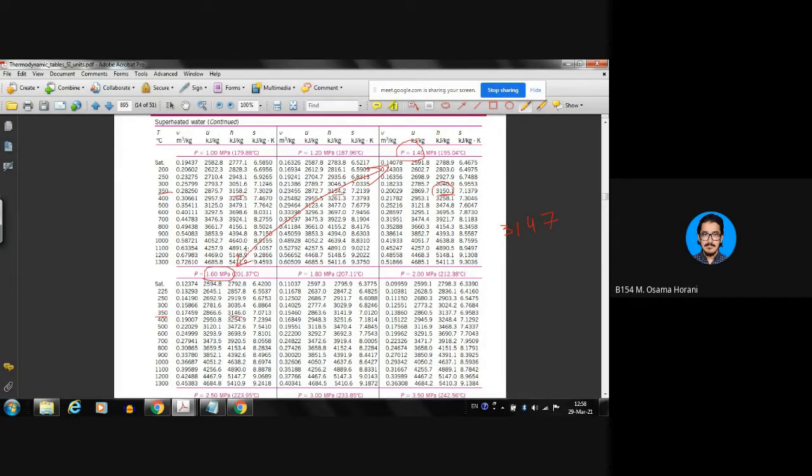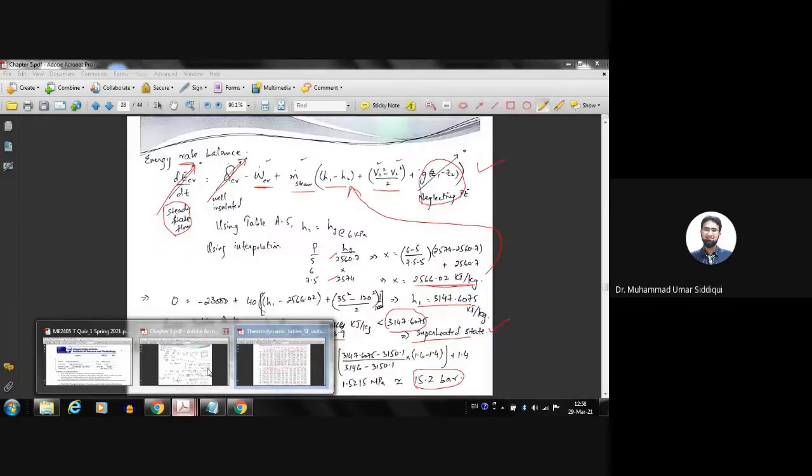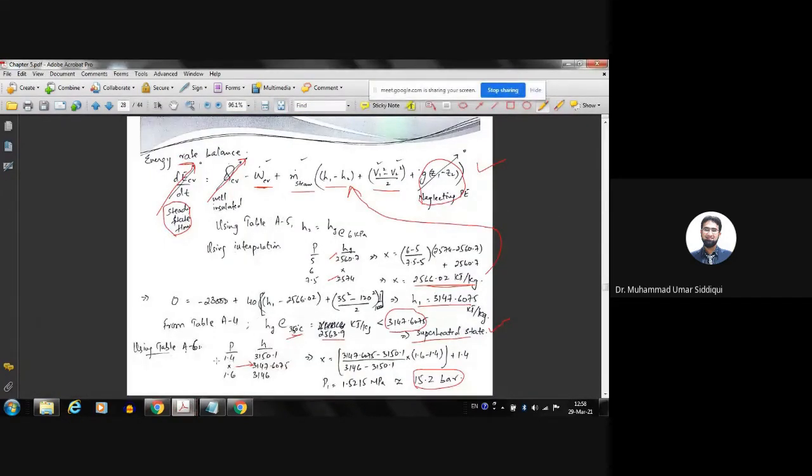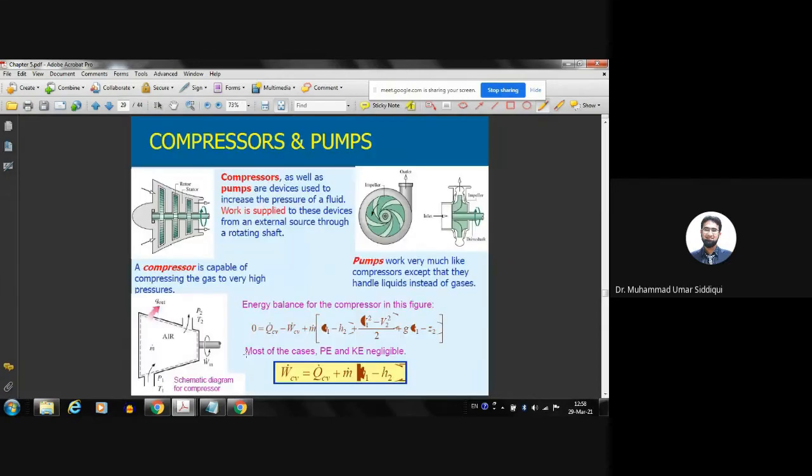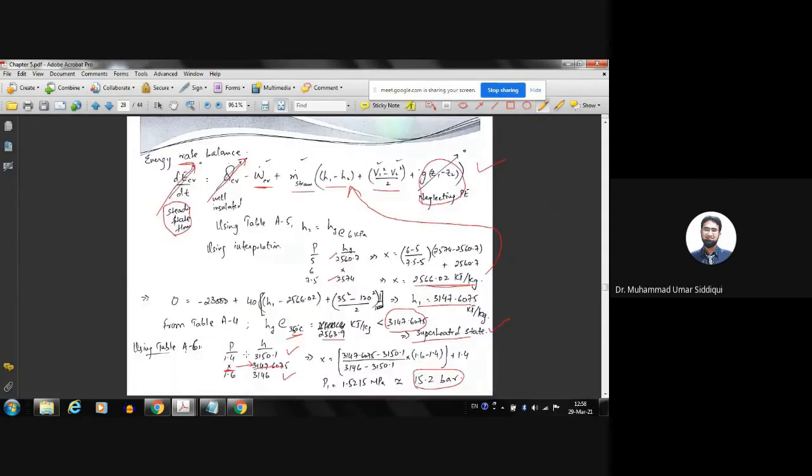Okay. So we have this value here, and we have this value here. These two values. Our value is in between these two. So we come here, we write here at 1.4, it is this. At 1.6, it is this, and we want this, so we can determine the pressure by interpolation. Okay, so this is how it is. Next is the compressor and pump. We're going to do it in a minute.